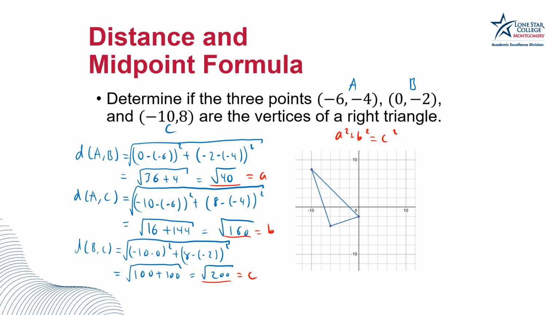In this case, we would have, let's write it down here, square root of 40 squared plus square root of 160 squared. And we're checking, is that equal to square root of 200 squared? In this case it is, because if we square the square root of 40, we get 40. If we square the square root of 160, we get 160. And we know 40 plus 160 is 200, which is equal to the right-hand side of 200.